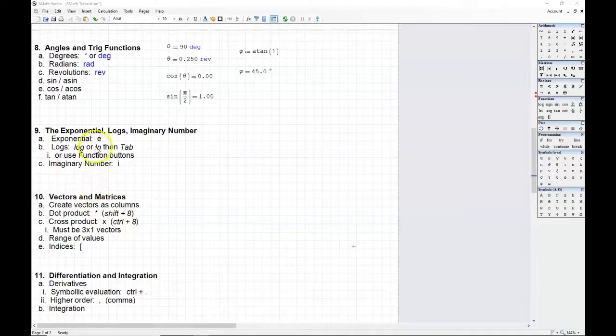Next, we'll look at the exponential, logs and imaginary number. Basically the exponential, or E. If we just type E and then hit equal, notice it again turns bold like it did with pi, and then we see it's 2.72. So we can always raise E to a power, raise it to the power of pi. So we type P, Control G, and then there's that value, 23.1.